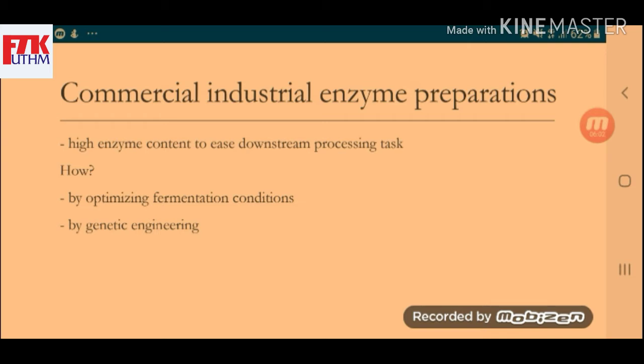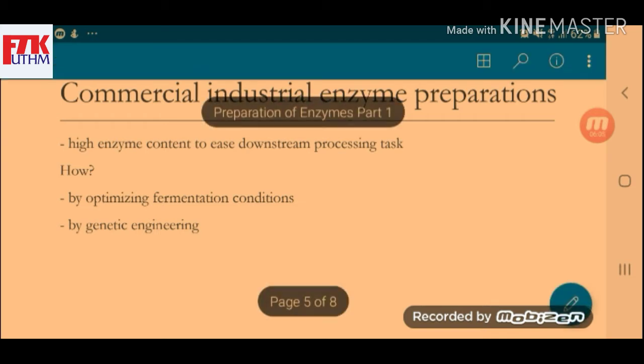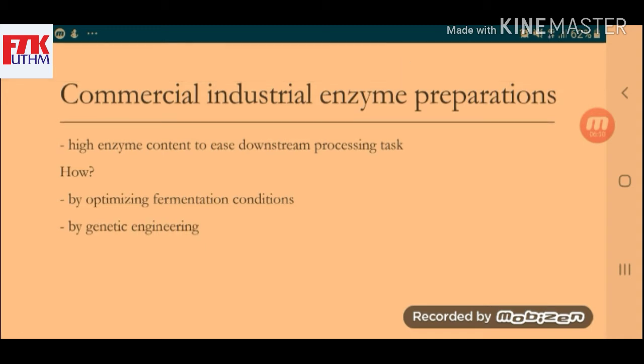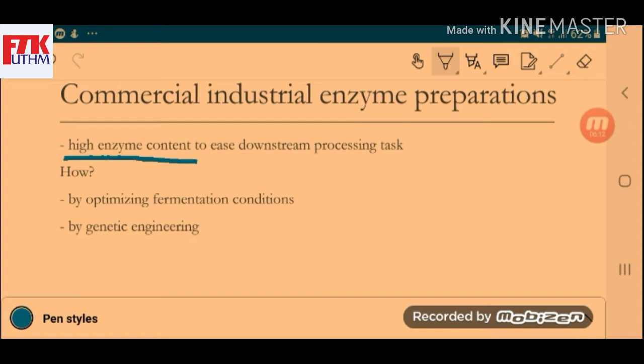So in commercial enzyme preparation, you would want to have at the starting point, or at the upstream point, high enzyme content. So when you have a high enzyme content in the upstream processes, then in the downstream processing you will have cell disruption to disintegrate the cell, and you will have liquid-solid separation as well. So these purification stages will reduce the enzyme content.